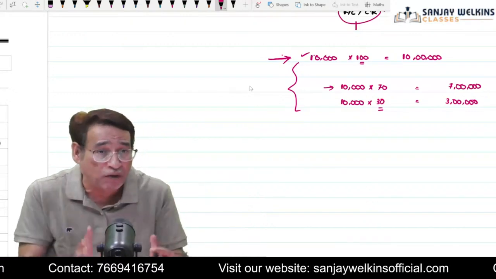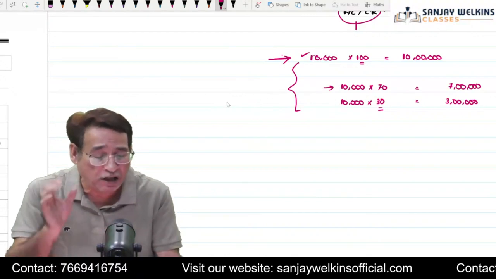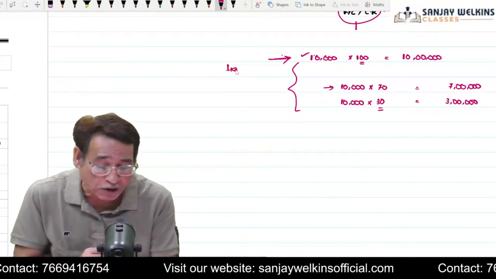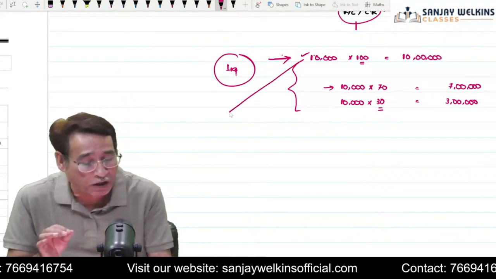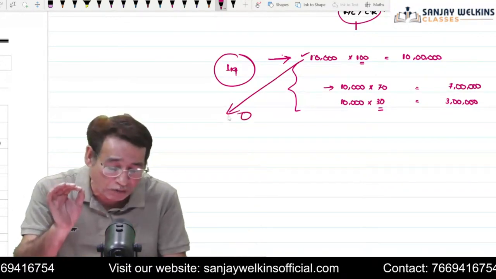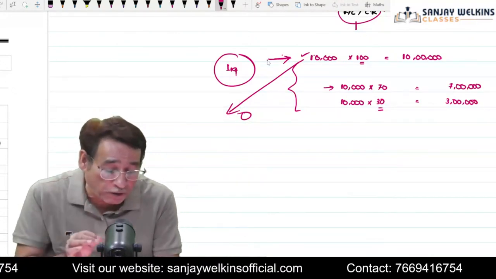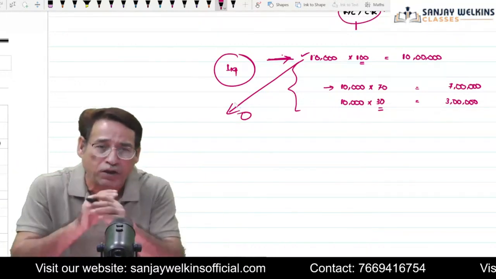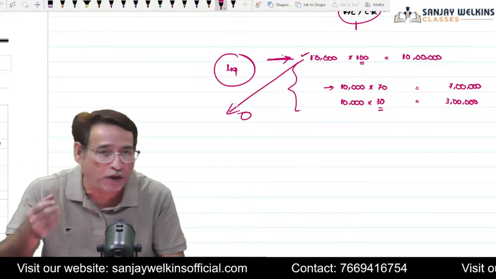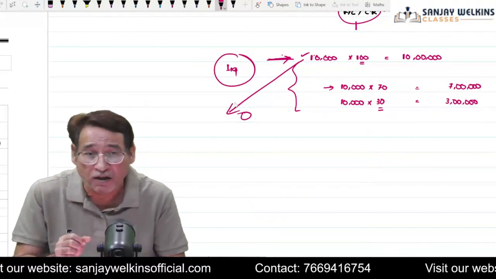Now, if the scheme of internal reconstruction will not take place, what will happen? Ultimately, the company will move into liquidation. If the company moves into liquidation, then the chances of recovery of your 10 lakh will become almost zero. That is the problem. If you are going to protest, you are going to lose your entire amount. Because when a company undergoes liquidation, the chances of recovery of money for the equity shareholder are absolutely slim or next to impossible.